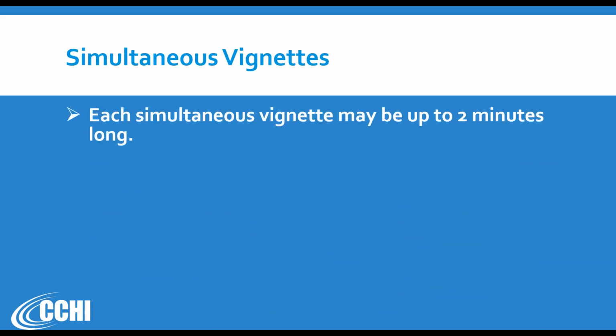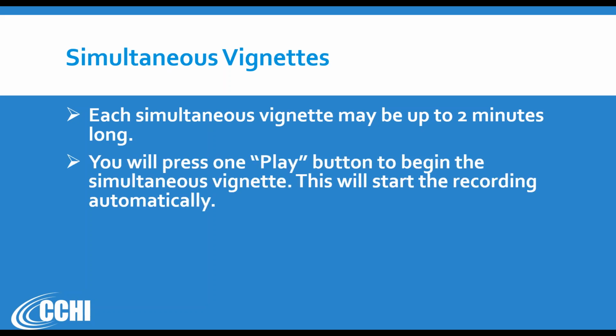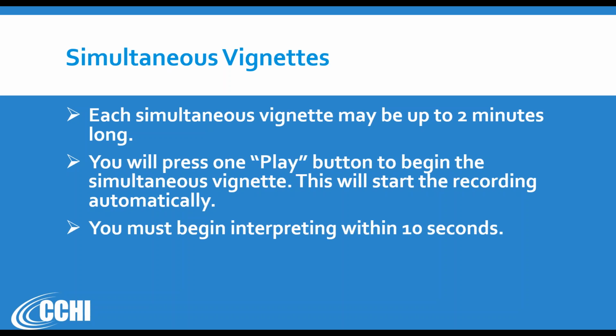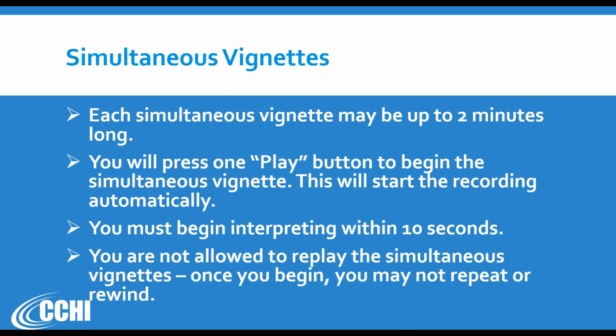So the simultaneous vignettes, there are two, and they're no longer than 2 minutes. You will press one button, play, and it automatically will start the recording. And you need to really start saying something, interpreting simultaneously within the first 10 seconds, because you may not have enough time then to catch up and finish if you're waiting too long. So really, when you hear the first couple units of meaning that make sense to you, you should start interpreting into the other language. You're not allowed to replay these vignettes. You cannot pause. You cannot listen back. So it is your one-time shot to do it.